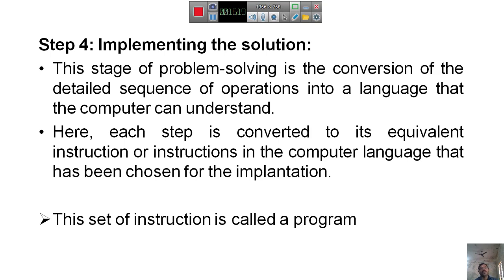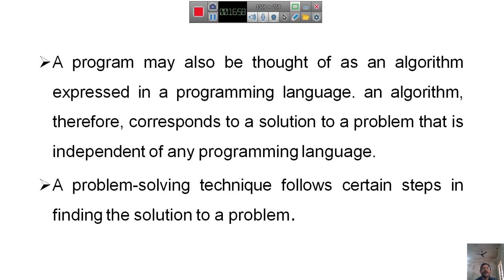This stage of problem solving is the conversion of the detailed sequence of operations into a language that the computer can understand. Here each step is converted into its equivalent instruction or instructions in the computer language that has been chosen for the implementation. The set of instructions is called a program. A program may be thought of as an algorithm.